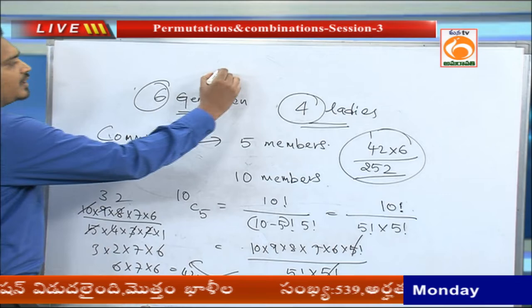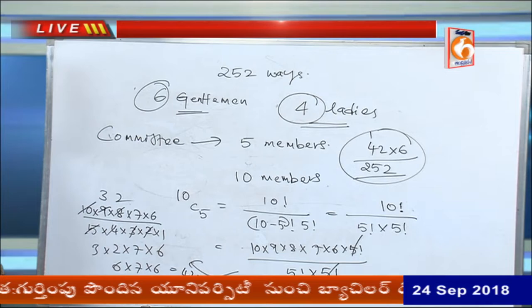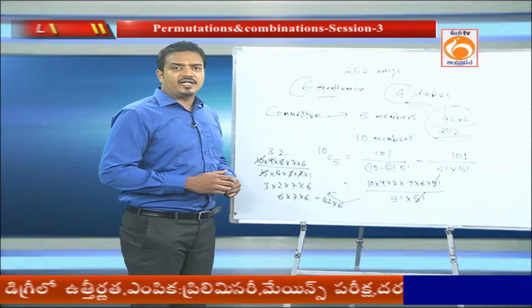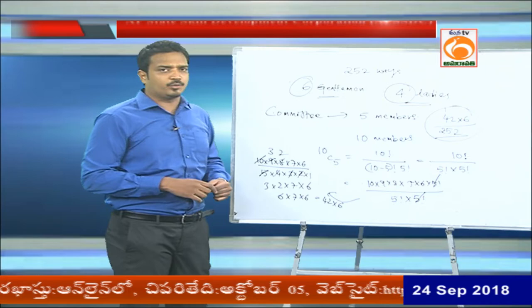So 252 ways we can form a committee, using 6 gentlemen and 4 ladies, to form a team, a committee of 5 members. If we want to form it, we can do it in 252 different ways. It is so simple, which is 252 ways. Let's see the next question.